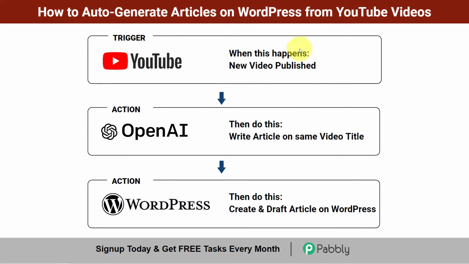Yes, you just need to publish the video on your YouTube channel and the article will be generated on the same video title automatically using this application, and the same article will even be drafted on your WordPress website. Yes, it is possible. You do not have to do anything manually. Just publish the video on your channel and the rest of the two things will be done in the backend with the help of automation.